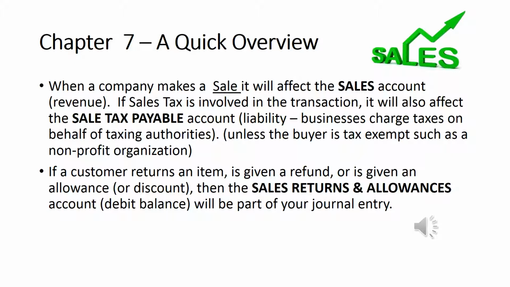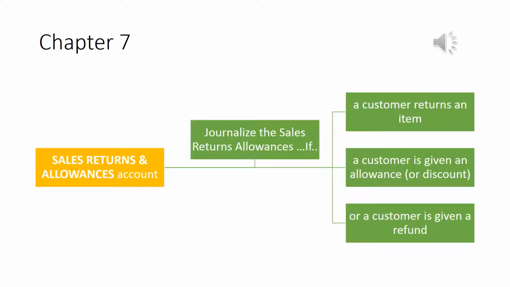If a customer returns an item, is given a refund, or is given an allowance or discount, then the sales returns and allowances account, which has a debit balance, will be part of your journal entry. Notice in the graph below, you will be journalizing the sales returns and allowances account in this chapter 7.